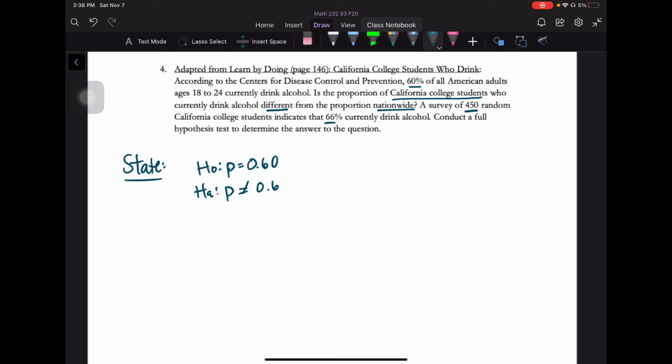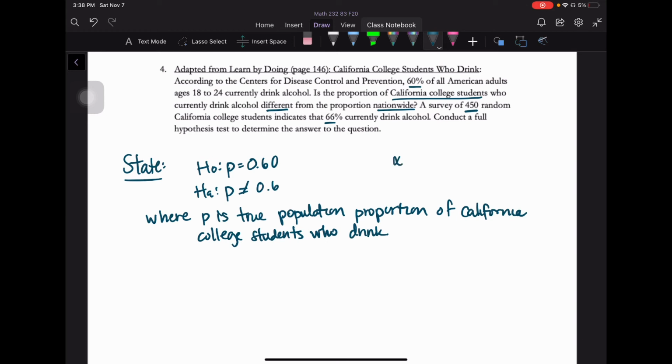Now, we've stated our hypotheses, but we also need to identify the parameter that we're talking about. So what does p represent? What's the population we're talking about? So we say where p is the true population proportion of California community college students who drink. And we want to use an alpha equals 0.05 level of significance. That's not given, but that's our standard if we don't have a given level of significance.